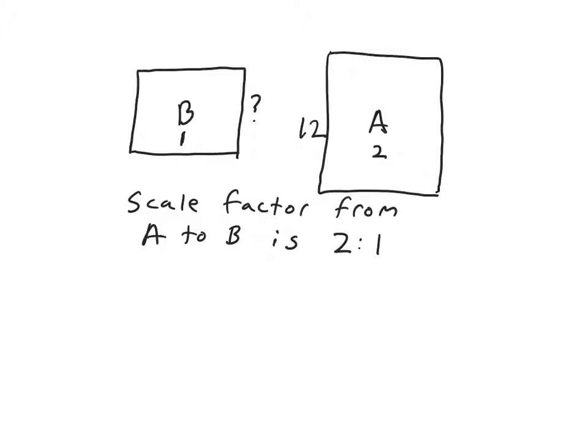The thing is, the result needs to be the top of the fraction. So we're starting from A, we're going to B. The top of the fraction is going to be a 1 in the numerator, and then the denominator is going to be a 2. So this is our scale factor, it's 1/2. Then it's easy to figure out the missing side. We just do 12 times 1/2, which is 6.